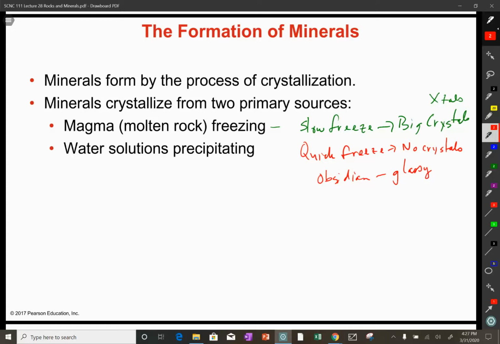The other way you can form crystals is water solutions precipitating something out. So if I have water that contains calcium and carbonate, then the calcium and carbonate can combine to form a calcium carbonate molecule that then falls out, precipitates out, and starts to form a calcium carbonate crystal that would be calcite.